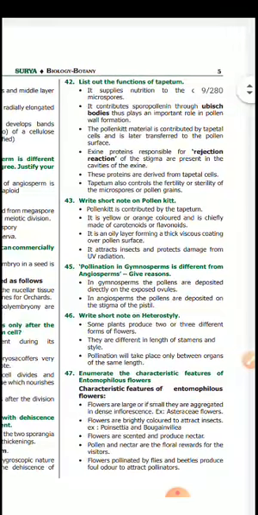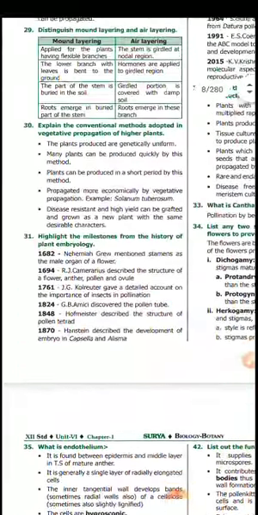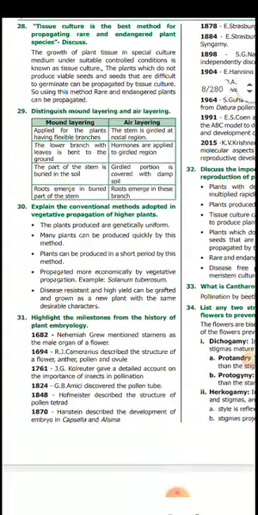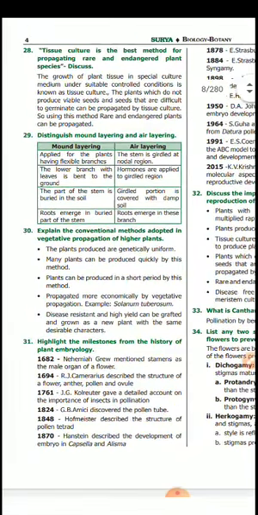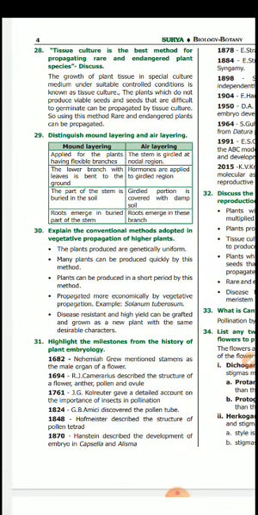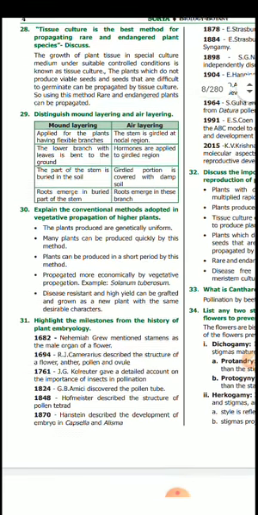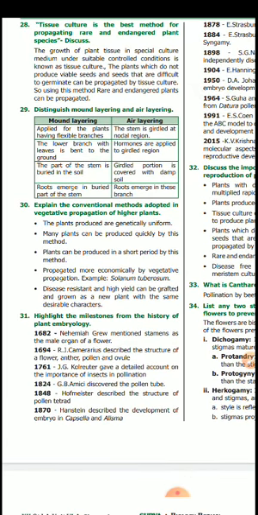Write short notes on heterostyly pollination. You can recall this from the lesson, because it may have come in your May exam. Let me recall some other words. Mound layering and air layering: what are they? Mound layering is applied only to flexible branches, but air layering is done at the nodal region. The lower branch with the limb is bent to the ground. Here hormones are very important. The part of the stem is buried in the soil, covered with damp soil. Roots emerge in the buried part, here roots emerge in the branches.